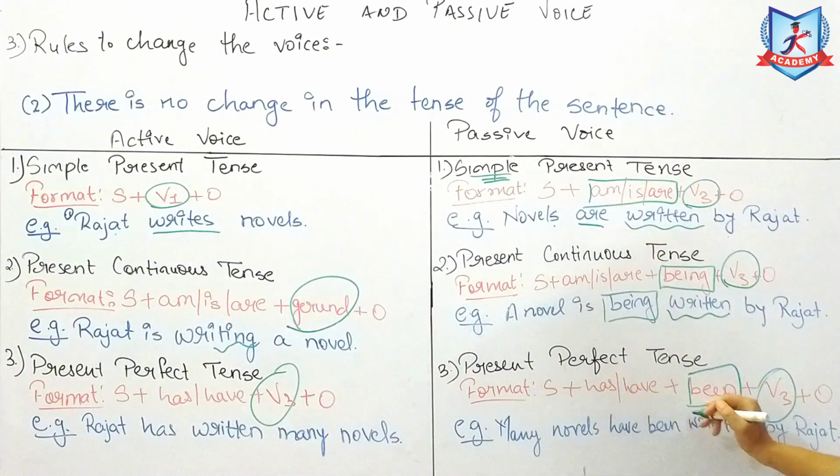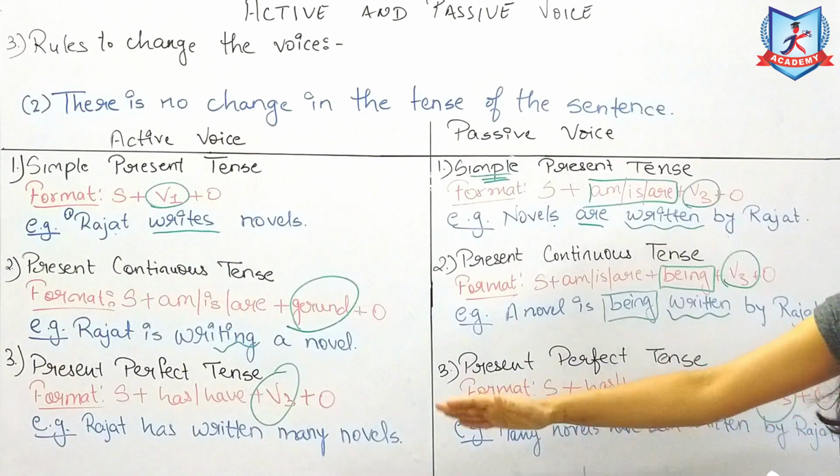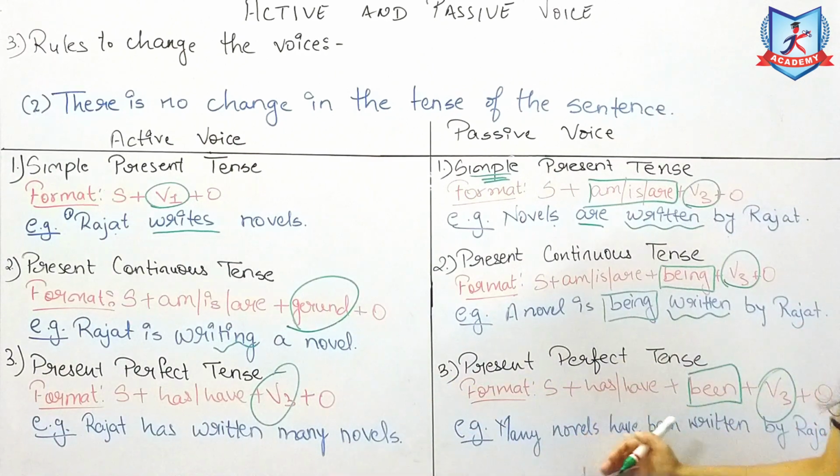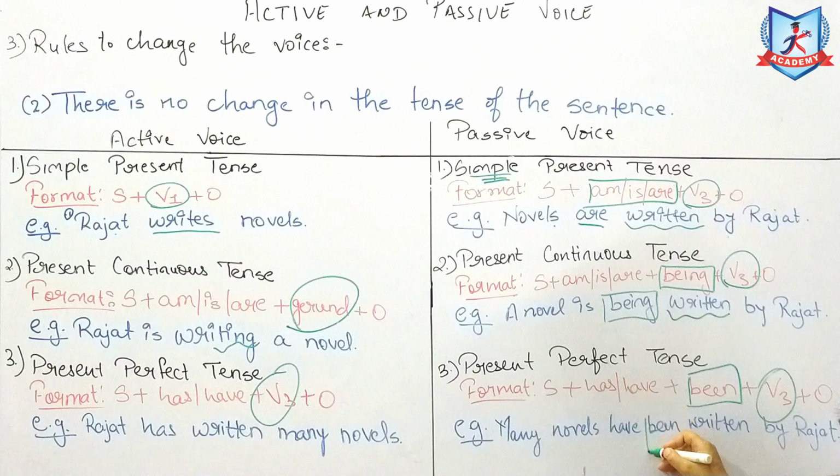Subject plus has/have plus been plus V3 plus object. That is how we convert. Rajat has written many novels. Many novels have been written by Rajat. That would be the answer.